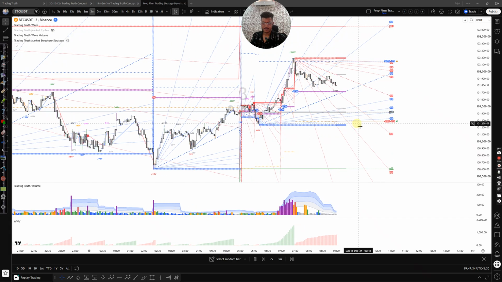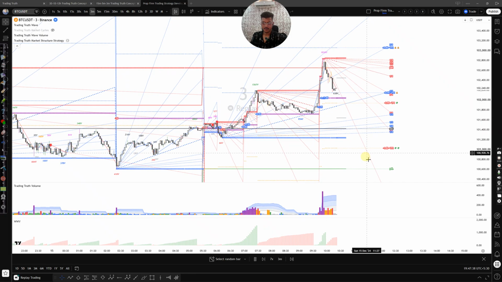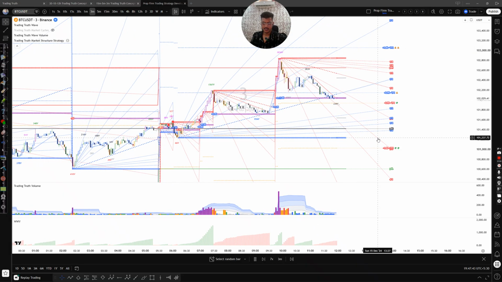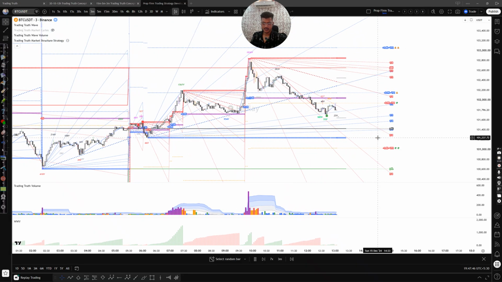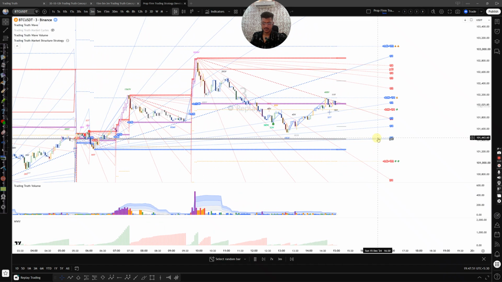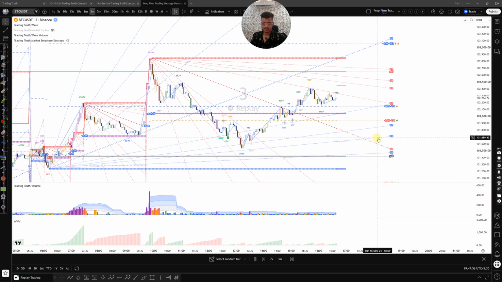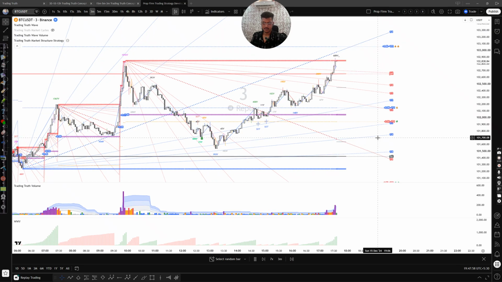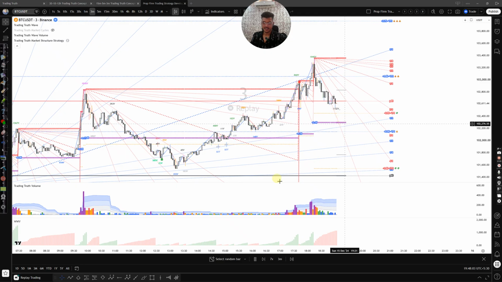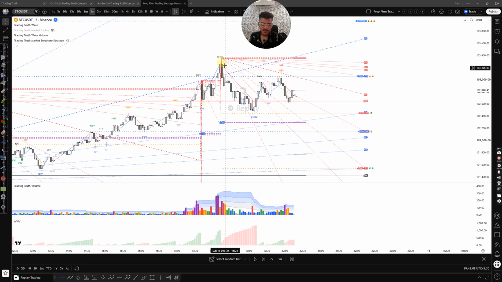TP1 got hit, support, boom. TP2 will get hit. There we got the trade, right? Short trade. I mean, this should have given me short trade. No, here.